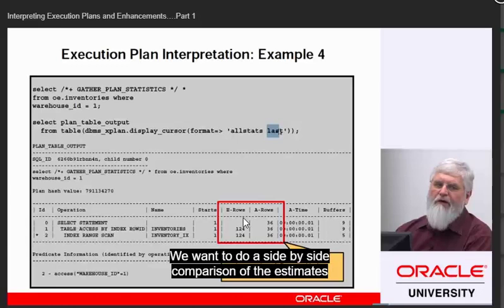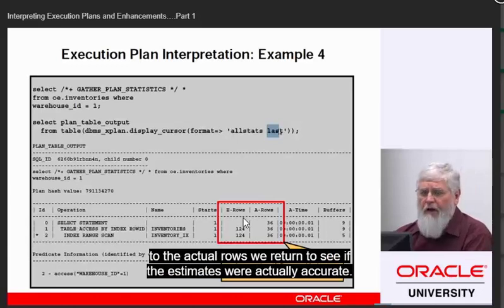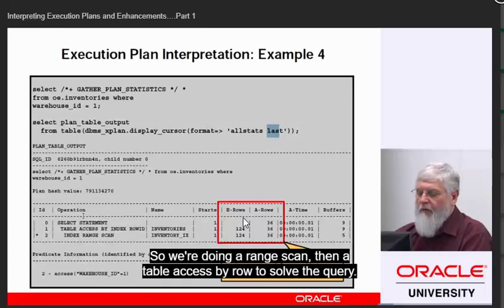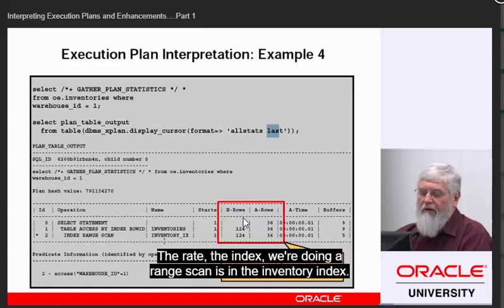When we get the execution plan, it shows us the statement and it shows us our access path. So we're doing a range scan, and then a table access by row ID to solve the query. The index we're doing the range scan on is the inventory index, and then we're accessing the inventory table by row ID. We started each of these steps once. We were estimating we were going to return 124 rows. We returned 36.